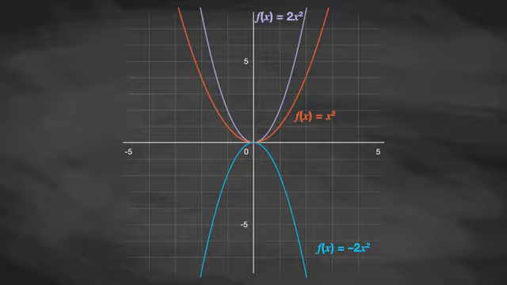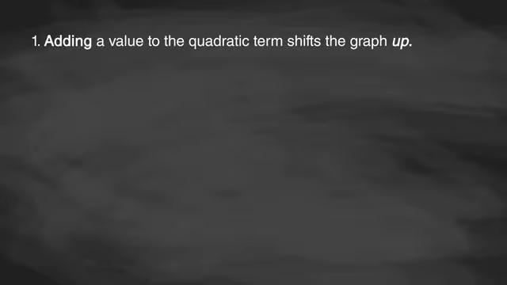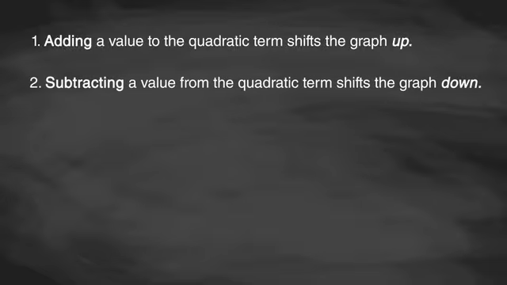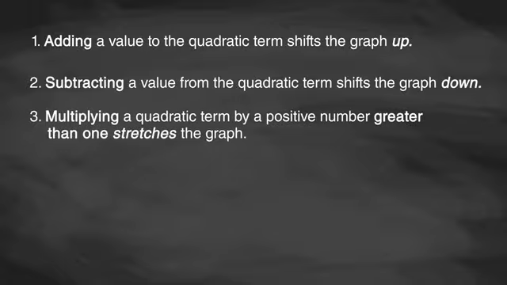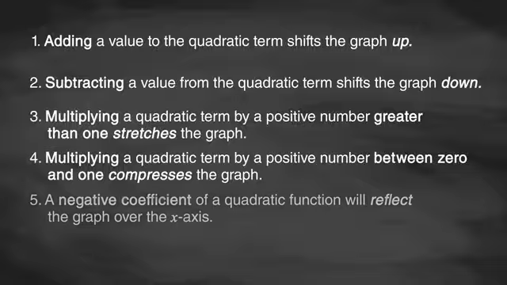In summary, you can determine how a quadratic expression affects the graph of a quadratic function if you remember a few key points. Number 1, adding a value to the quadratic term shifts the graph up. Number 2, subtracting a value from the quadratic term shifts the graph down. Number 3, multiplying a quadratic term by a positive number greater than 1 stretches the graph. Number 4, multiplying a quadratic term by a positive number between 0 and 1 compresses the graph. Number 5, a negative coefficient of a quadratic function will reflect the graph over the x-axis.